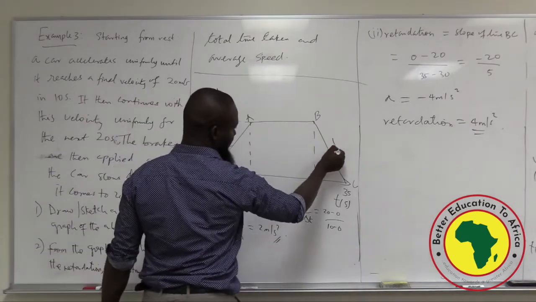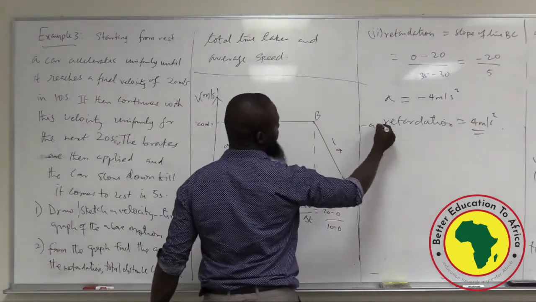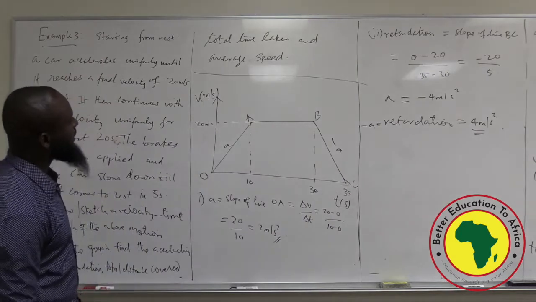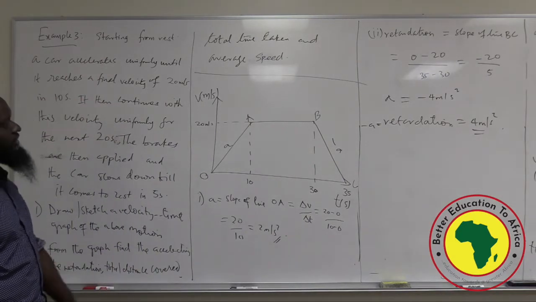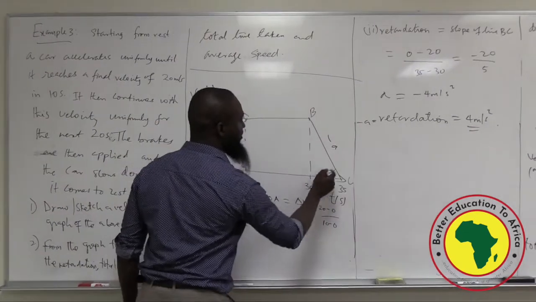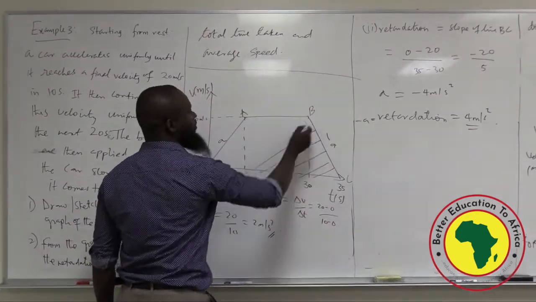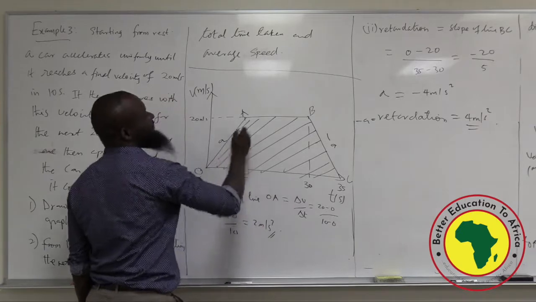Okay, I call it minus a. So retardation is minus a. Negative acceleration. Okay, at that point. The next question is total distance covered. So this is where we get the area under the graph. So we want the area of this whole shape formed under the graph.